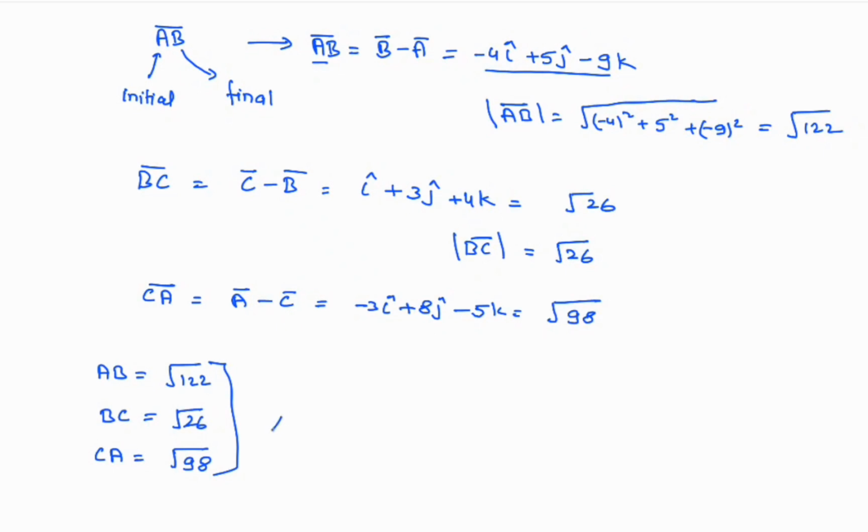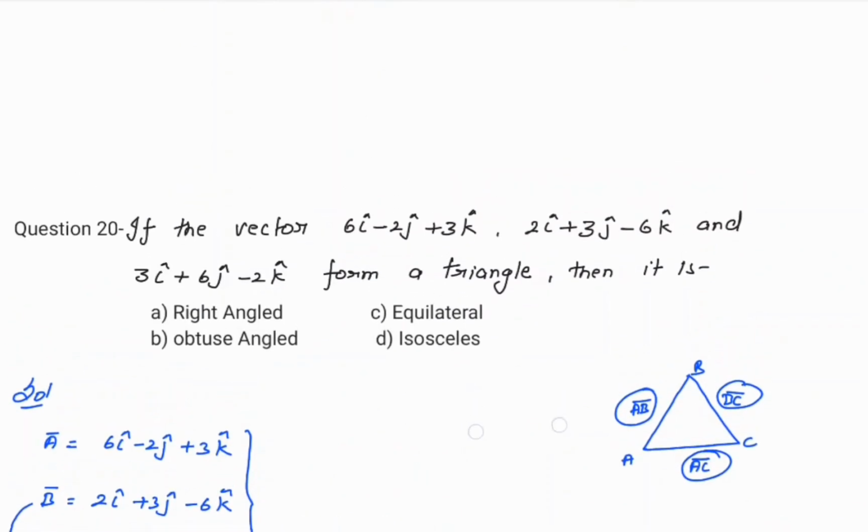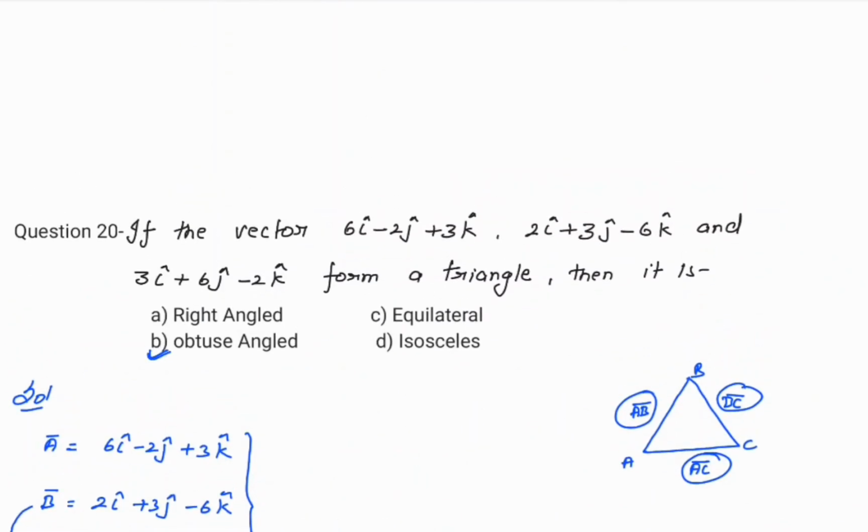Are they equilateral? No, because all the lengths are not equal. Are they isosceles? No, two lengths are not equal. Are they a right angled triangle? Use the Pythagoras theorem. Whether this is satisfying the Pythagoras theorem or not, it is not satisfying the Pythagoras theorem. It is not a right angle triangle. So in which option? It is the obtuse angle.